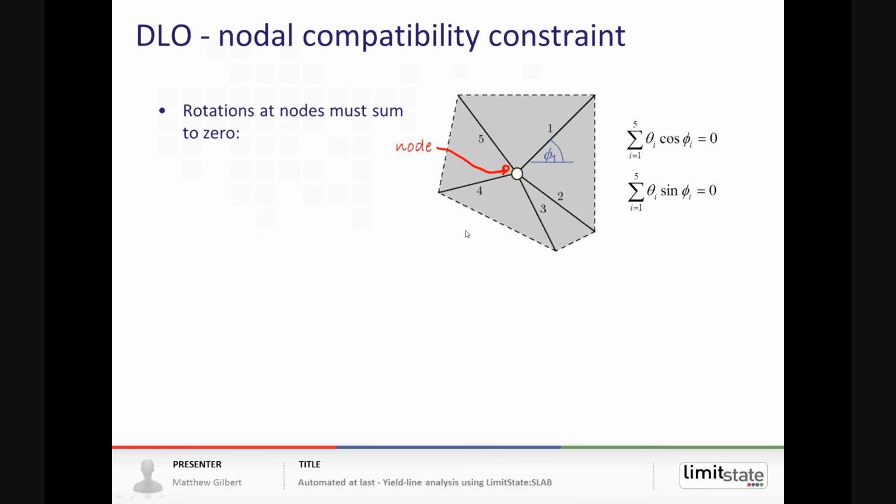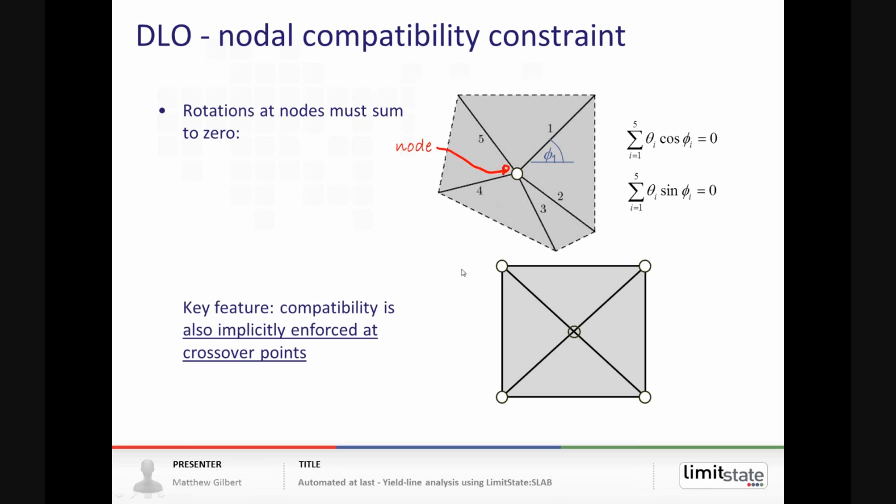Just a little bit about the compatibility constraint. So if we have a node here that is at the end of 5 potential slip lines, all we're saying is that the sum of the rotations in the x and y directions must come to 0. So basically you're stepping round the node and adding up the rotations, and once you go all the way around in the x and y directions, you must come back to the same point as you started.